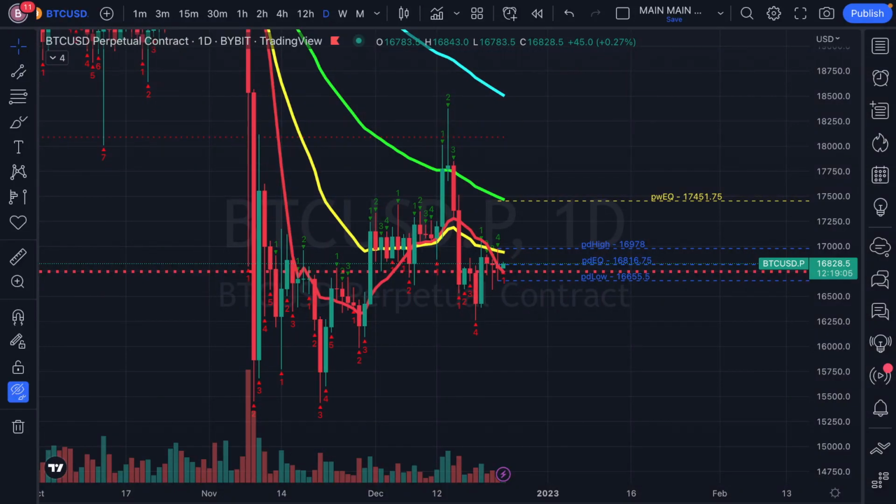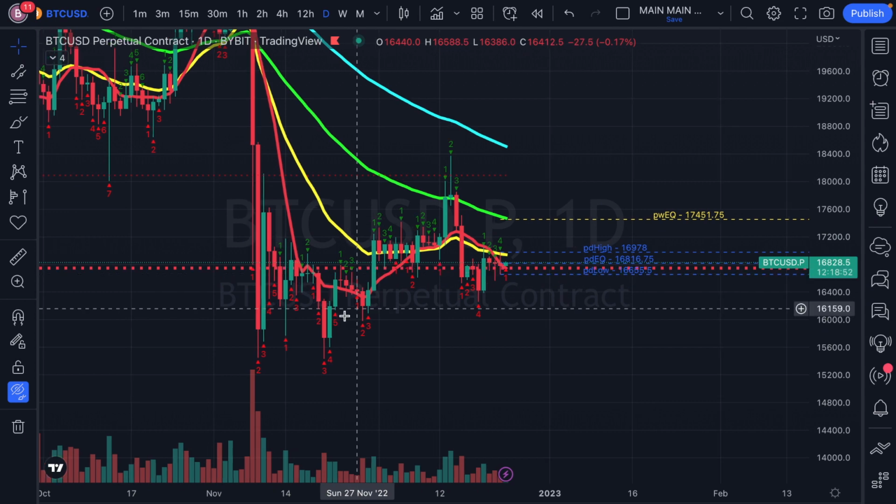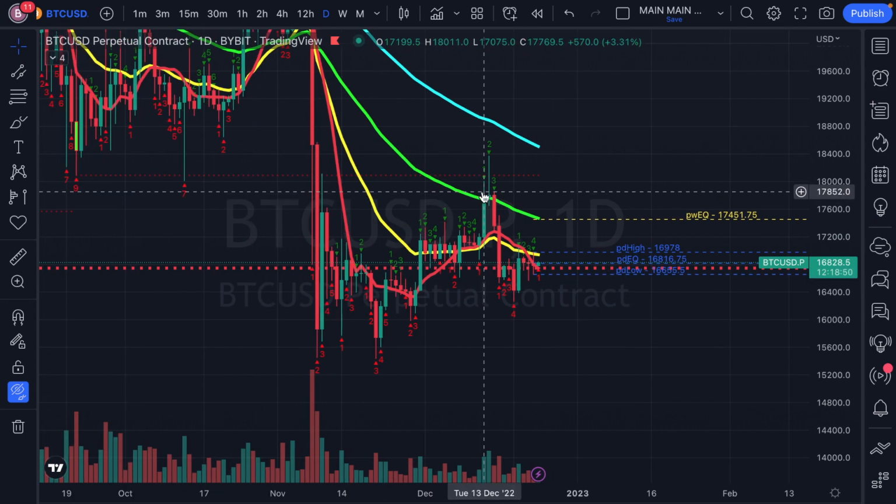Welcome back, everyone. Today we are looking at Bitcoin on a daily time frame. As you can see, my chart is a little bit different than usual. I am going to play with a new indicator today so we can see what we're looking at. It is called a TD sequential indicator.